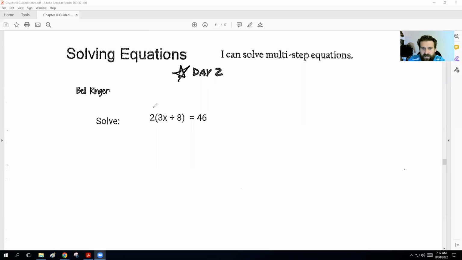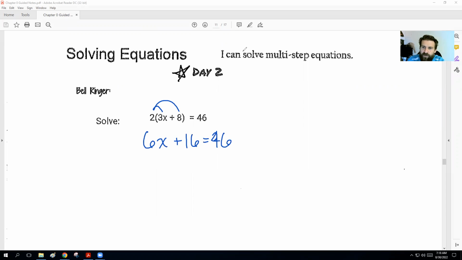All right, so first thing, if we want to solve for x, we want to distribute this 2 here. So we get 2 times 3x, that'd be 6x, plus 2 times 8 would be 16, and that would equal 46.